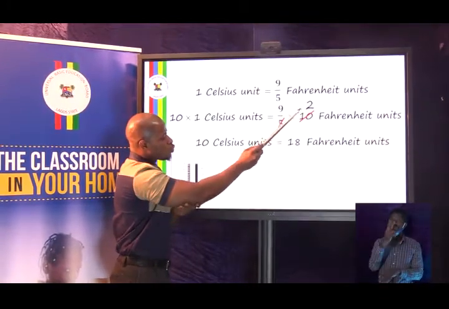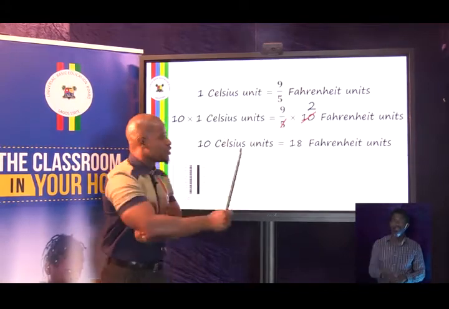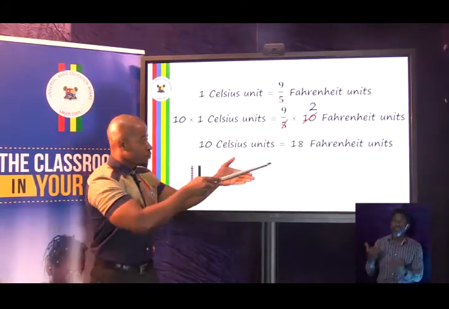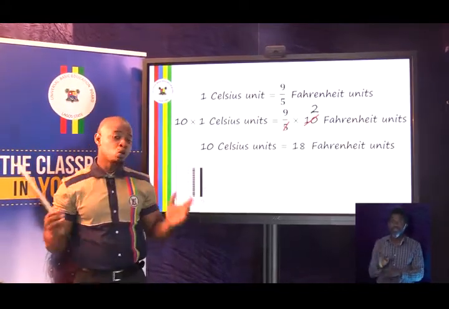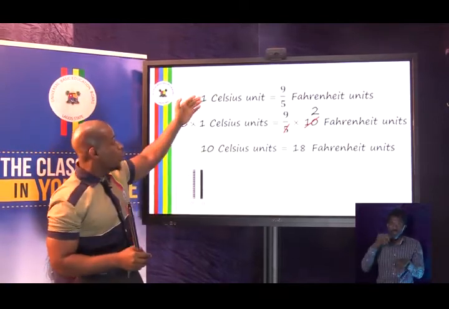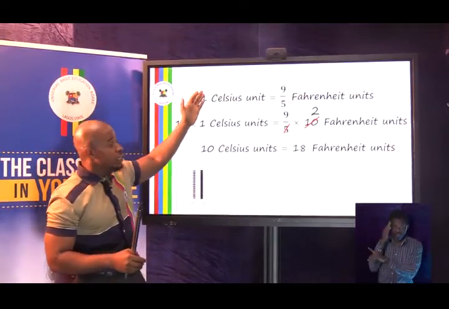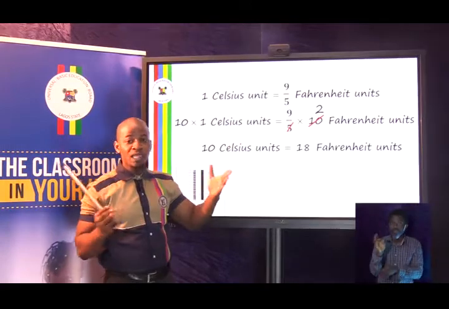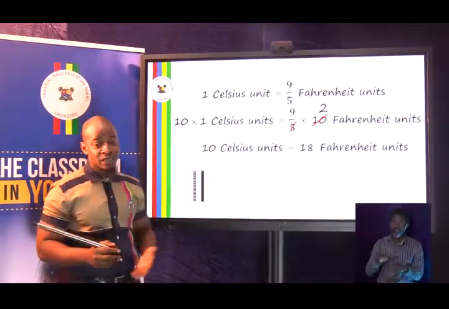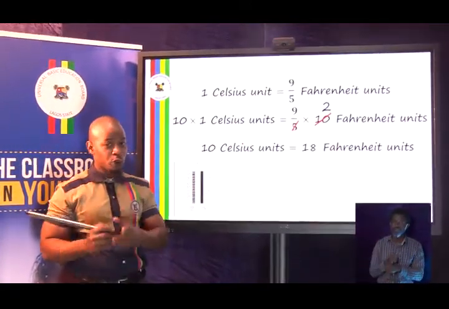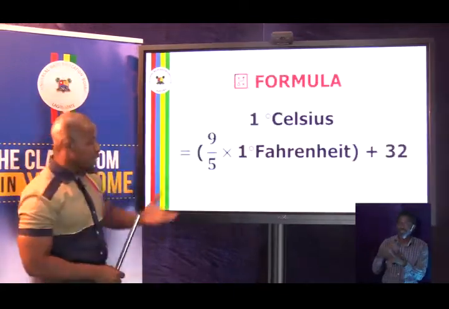9 times 2 is 18. So 10 Celsius units now is 18 Fahrenheit units. Look at how I used my knowledge of the fact that 1 Celsius unit is 9 all over 5 Fahrenheit units. Look at how I used it to get 10 Celsius units, because you're going to be doing that very, very soon. That's the formula for you.